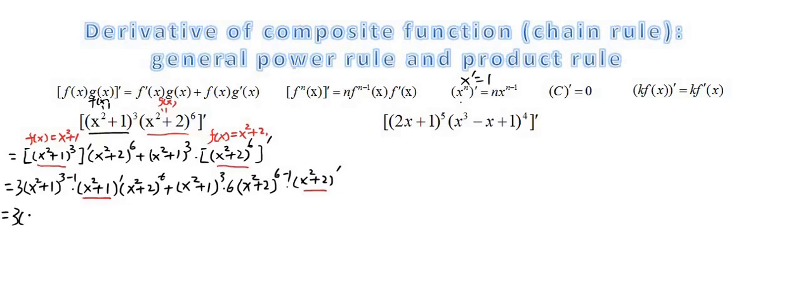Then 3 times (x squared plus 1) squared, and for the first derivative we do the derivative for each function. Okay, and copy (x squared plus 2) to the power 6, plus (x squared plus 1) cubed times 6 (x squared plus 2) to the power 5. And again, here we're gonna do the derivative for each function.